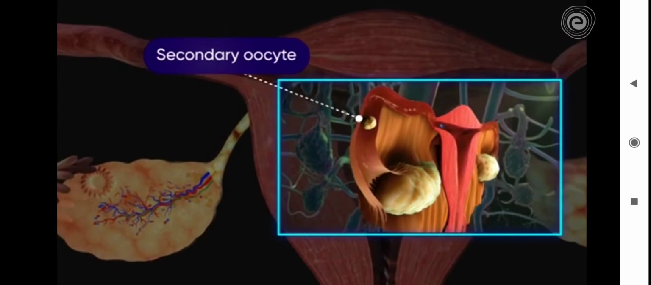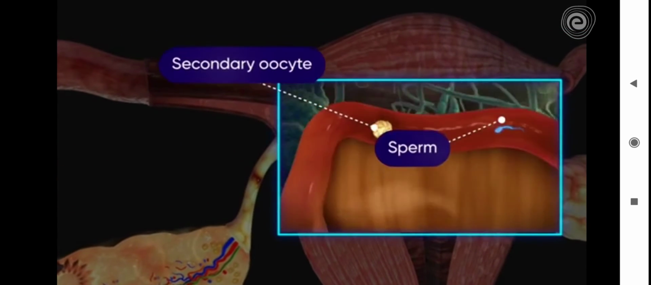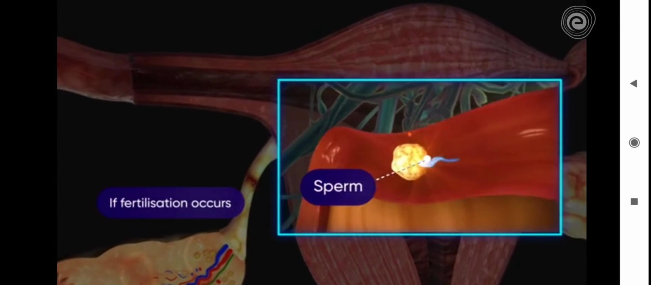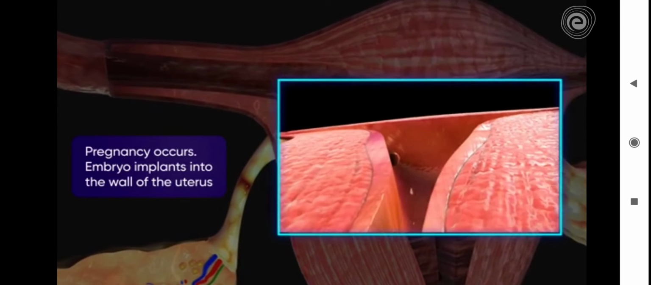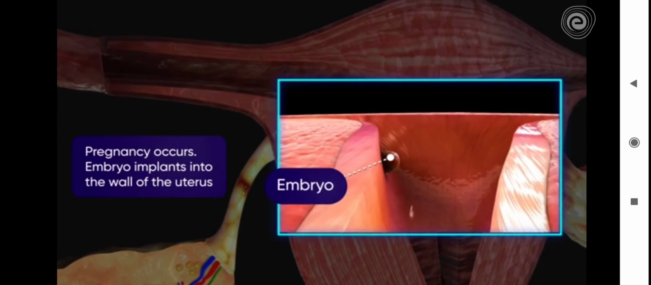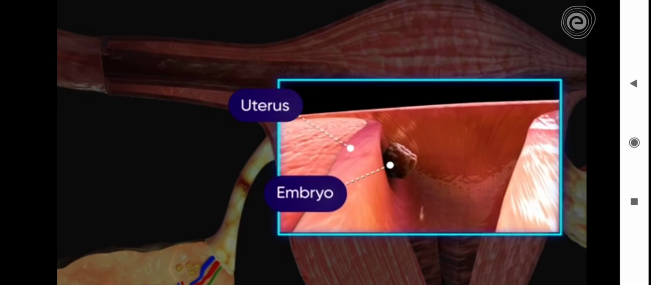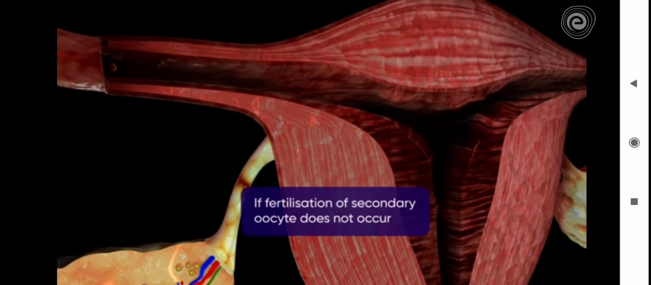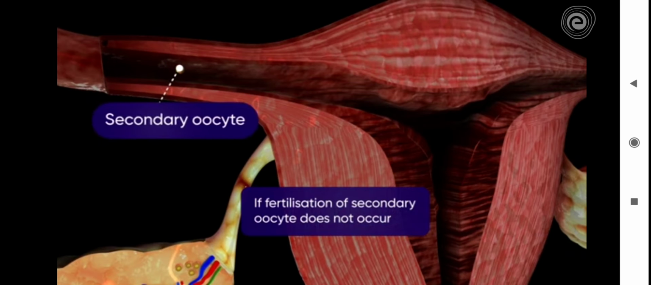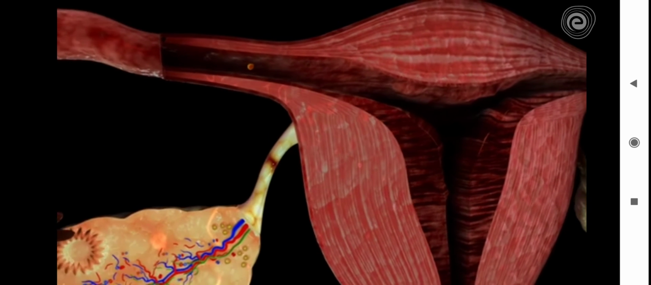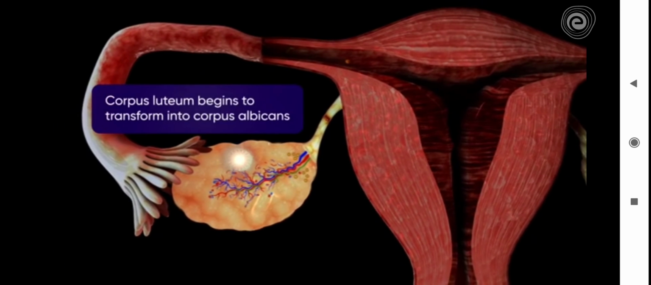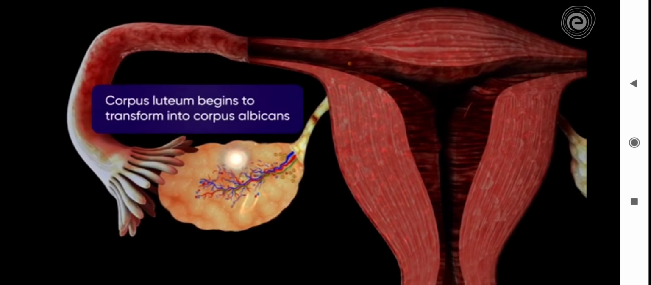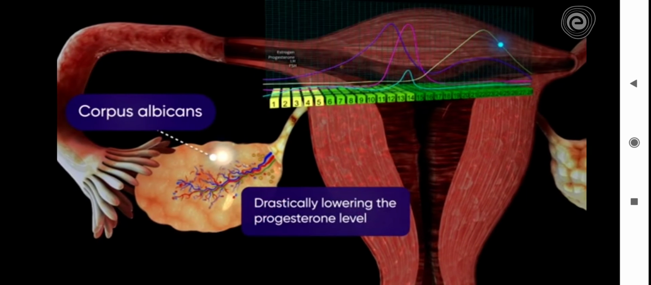During this stage, if the secondary oocyte is fertilized by a male gamete, that is the sperm, then this results in pregnancy, where the implantation of the embryo occurs in the mature uterus. But if at this stage the fertilization of the secondary oocyte does not occur, the corpus luteum in the ovary begins to transform into corpus albicans, thus drastically lowering the progesterone level.